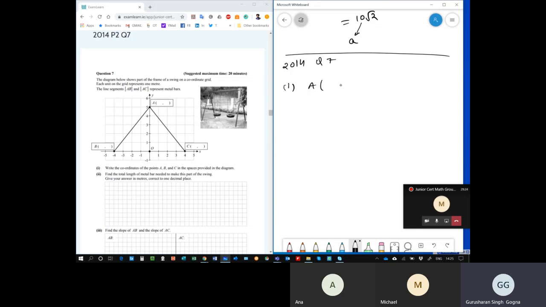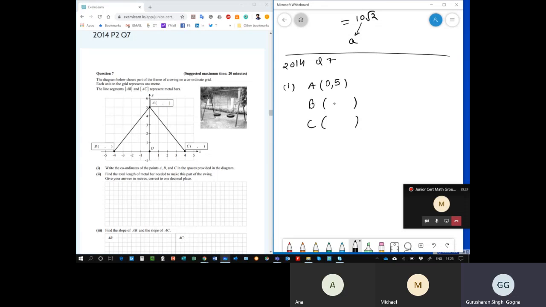So what is the coordinate of A? What is the coordinate of B? And what is the coordinate of C according to the diagram there? Can you answer? Anybody answer? What is A? What is B? What is C? A is 0, 5. Very good. Because it is on the y-axis. So the x coordinate has to be 0.